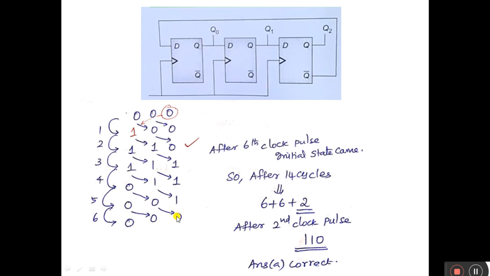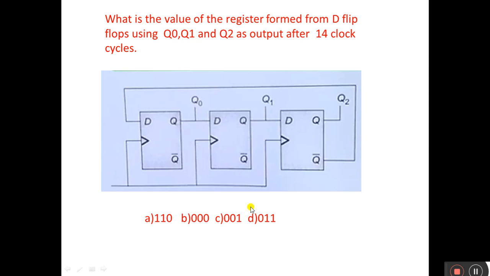Now see here, after the 6th clock pulse, I am getting the initial state. So 14 clock pulses can be divided as 6 plus 6 plus 2. Now this 2 is the balance. So after the second clock pulse, it is this one: 1 0 0. The answer is 1 0 0. From the options, option A is correct.